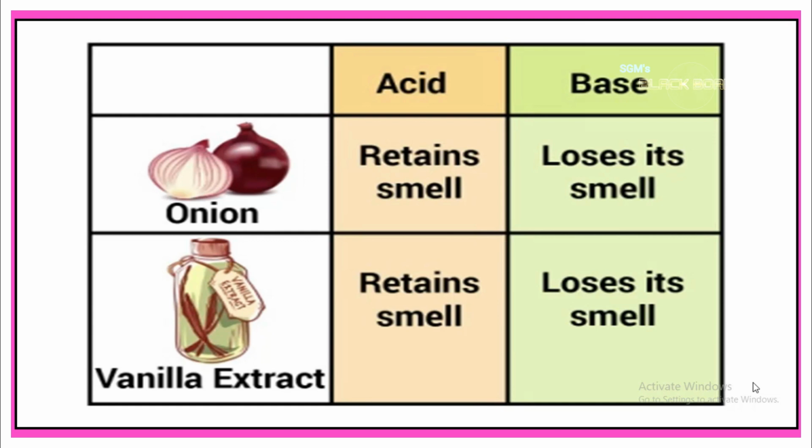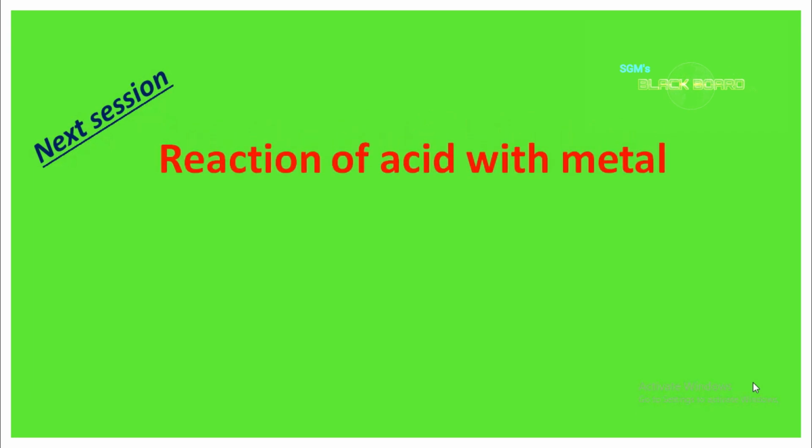I hope all of you have understood how to test the acidity and basicity of mineral acids and mineral bases by using these three types of indicators, that is natural indicators, synthetic indicators and olfactory indicators. In the next session we will discuss the reaction of acids with metals by doing an activity.